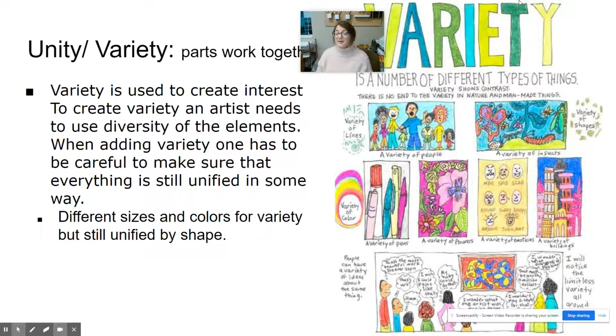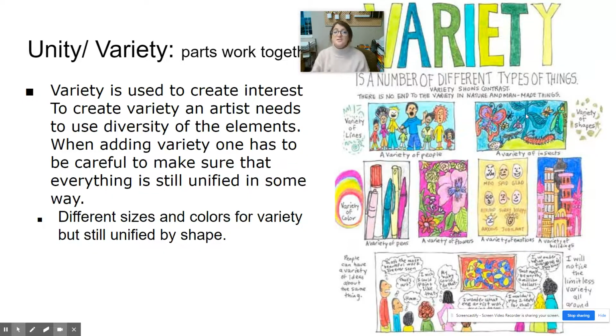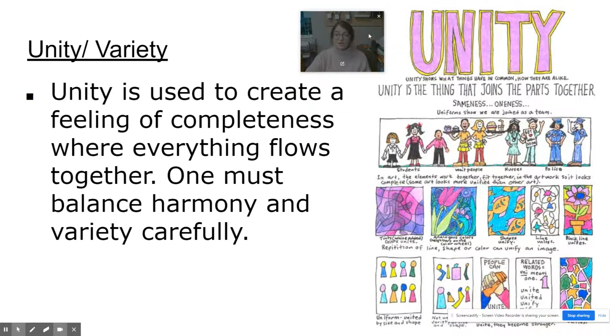You want them to be interesting enough that they have variety, that you have a few different things, but you also want them to be unified and look like they belong together. You can do different sizes, different colors, but you still want to have that unified shape. For example, you can have a variety of people, but they still look unified because they are all in the same style. You can have a variety of insects to complete your artwork, but they still all look like they go together. A variety of pens, flowers, emotions, but the key is that all of the parts are working together, and unity and variety go hand in hand.